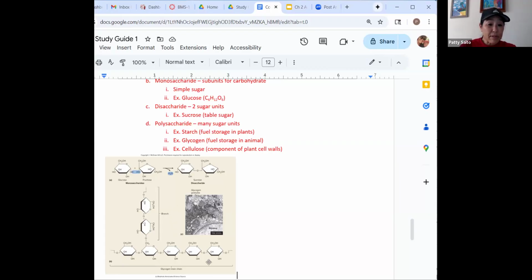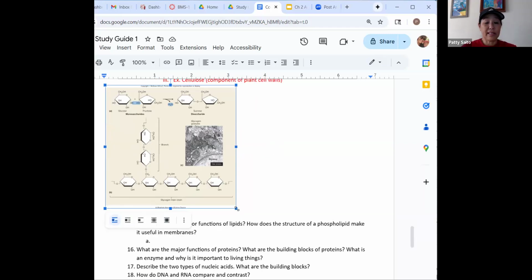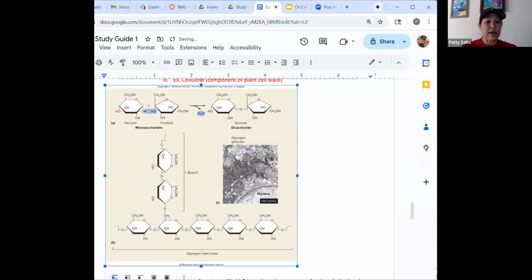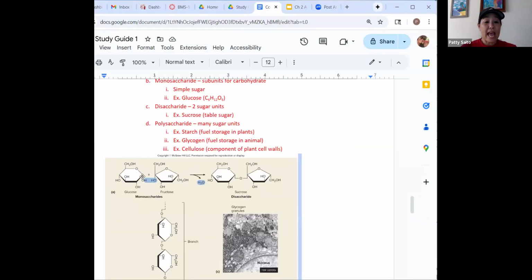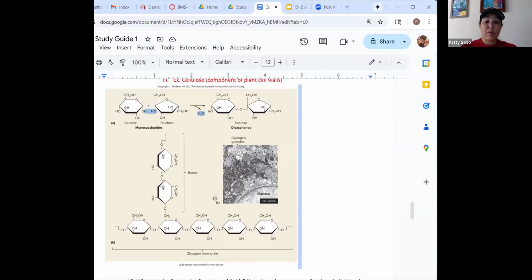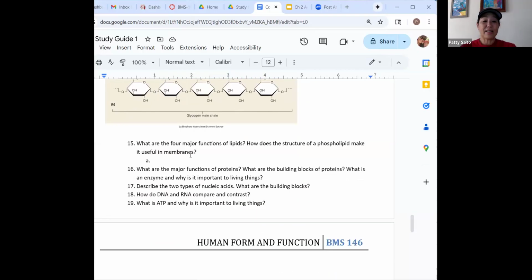All right, so here's an example of a monosaccharide. We have two monosaccharides here, a glucose and a fructose, simple sugars, and we add them together to form a disaccharide, which is sucrose. And then when we put a whole bunch of glucose units together, we can form glycogen, which is stored energy in our body, or stored glucose. All right, let's go to the next one.